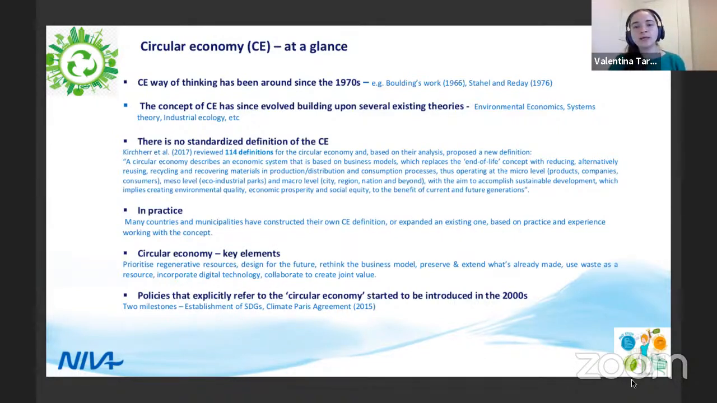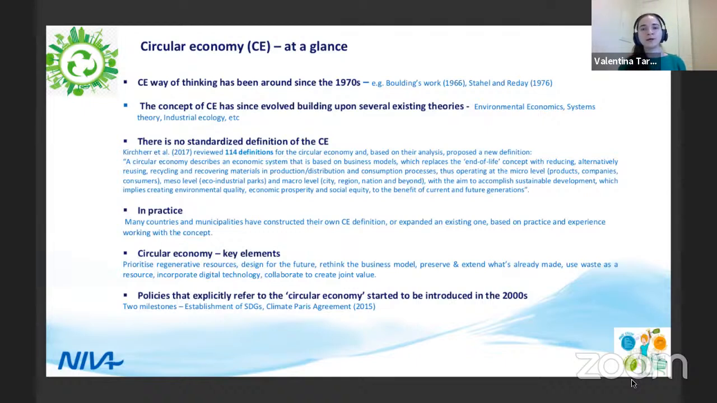Although the circular economy has been around since the 70s, on the policy agenda, the circular economy started to be introduced in the 2000s. And the EU and China have been the global front runners in the process. China introduced its circular economy promotion law in 2009, and has developed a series of supporting policies since then.